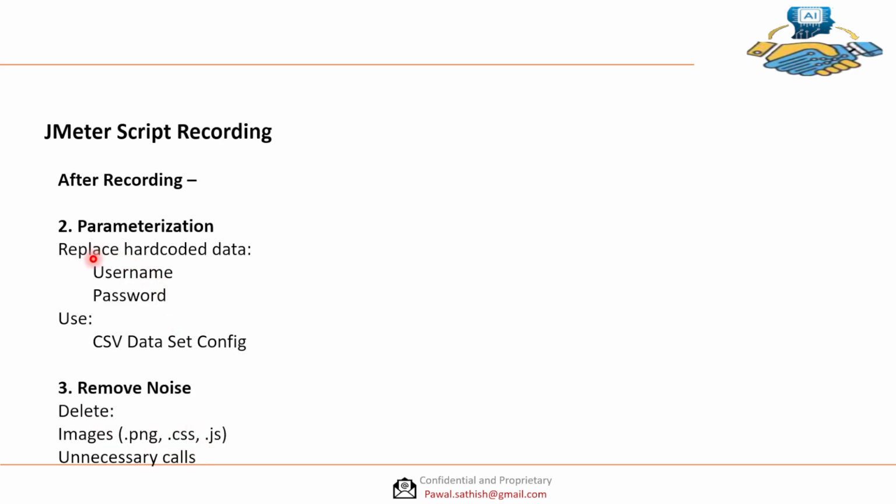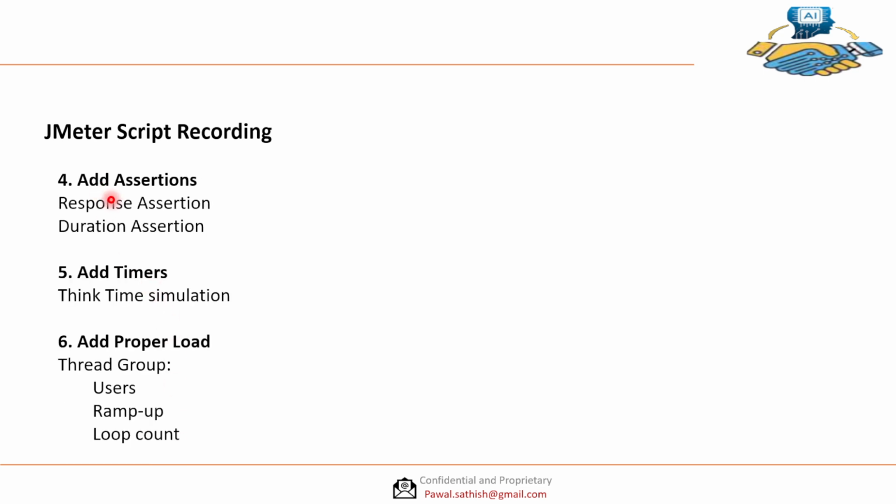If we are using hard-coded data in parameters, we need to replace it with parameterization, like CSV Data Set Config. We also need to remove the .png, .css, .js calls, the unnecessary calls which are not required. Then, if required as part of our test case, we need to add assertions, response assertion and duration assertion, add think time simulations, and add a proper load, like user ramp-up and loop count.